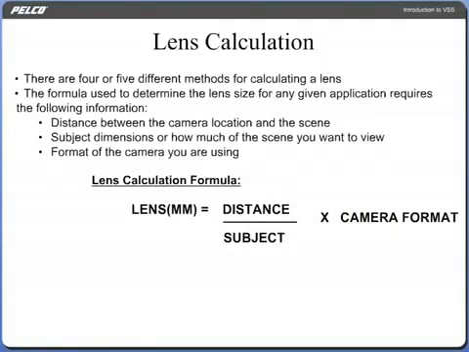There are 4 or 5 different methods for calculating a lens. The formula used to determine the lens size for any given application requires the following information: distance between the camera location and the scene, subject dimensions or how much of the scene you want to view, format of the camera you are using.